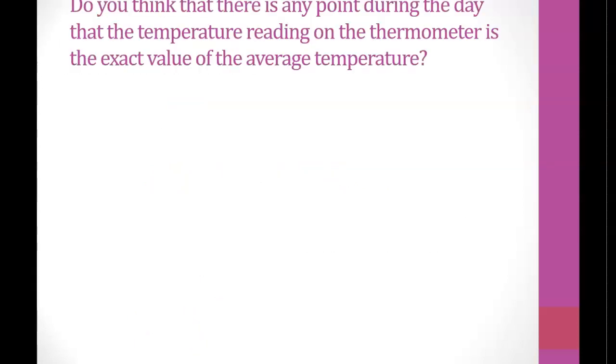So do you think that at any point during the day the temperature reading on the thermometer would be the exact value of the average temperature? Does it logically make sense that at some point during the day, we would take a temperature reading and it would be equal to my average temperature? Probably more than likely, right? So if the average temperature for the day is 44 degrees, it's likely that at some point during the day the temperature was 44 degrees? Yes. So essentially, this is like the mean value theorem, but for integrals.